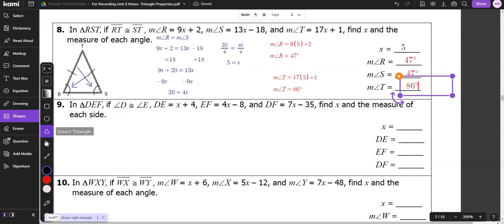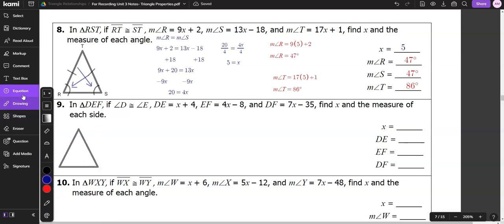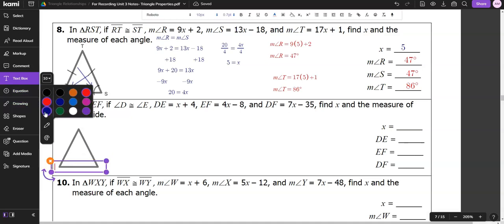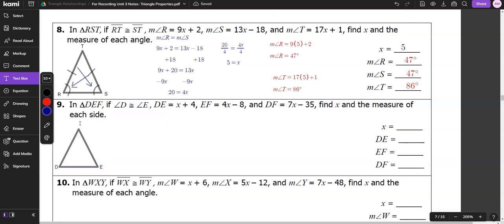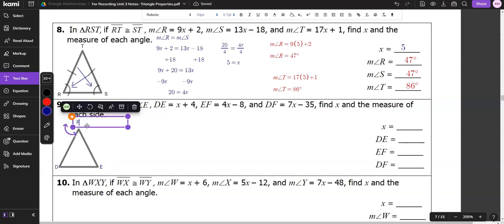All right, same process for number 9. First thing we're going to do is draw the triangle. Again, they give us an equilateral or an isosceles triangle by default. And then we're going to label it. So it says angle D is congruent to angle E. So that's the ones I want to be my base angles. So I'm going to put D here, and I'm going to put E over on this end, which means the vertex angle is going to be F.